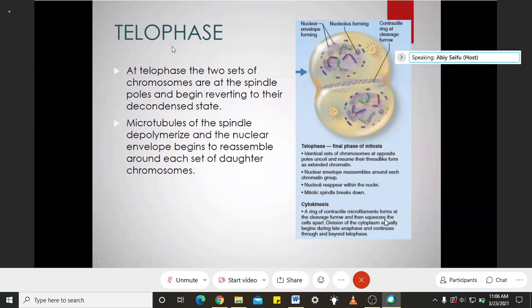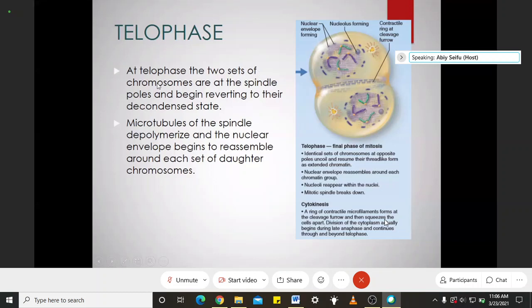Finally, there is telophase. Telophase is the final stage of karyokinesis. During telophase, as you can see, the sister chromatids now occupy their location at the opposite poles of the cell, and the nucleolus reappears. The nucleolus will reform. The nuclear membrane starts to form. The nuclear membrane will be formed, and so that is telophase.